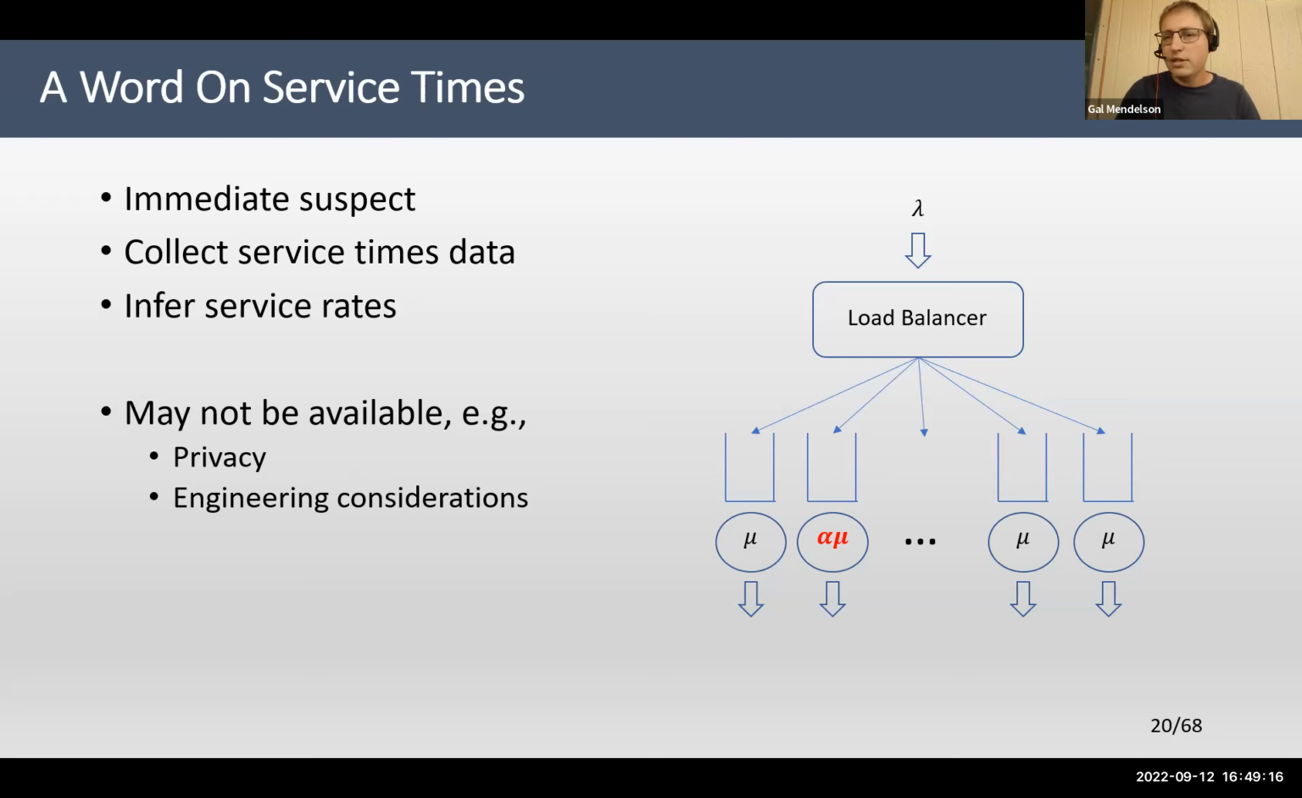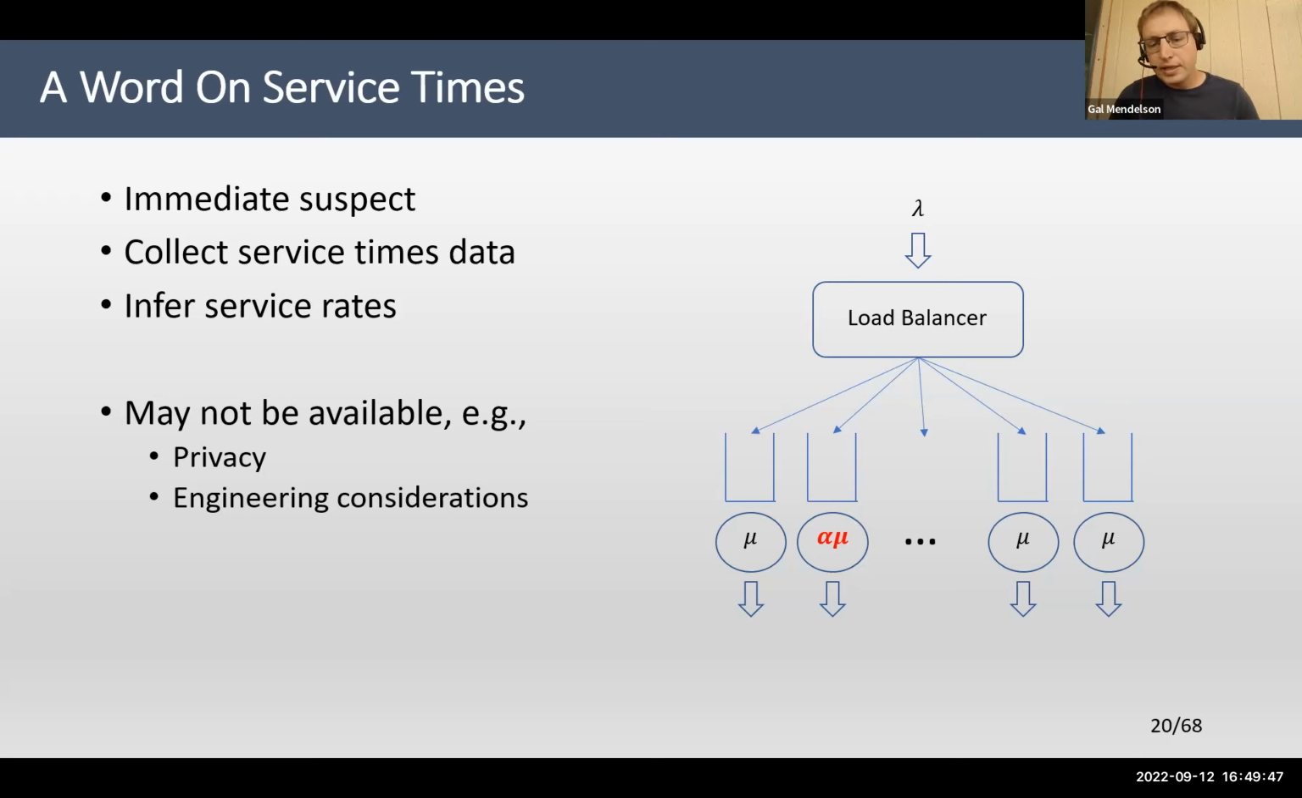Two examples of this. One, let's say that the company that has this infrastructure for the load balancer and the servers provides this service, for example, Amazon AWS, and there's another company running its applications on that infrastructure. Then for privacy reasons, Amazon doesn't have access to the application level data, such as how much time it takes to process jobs of that company, right? So there are privacy issues.